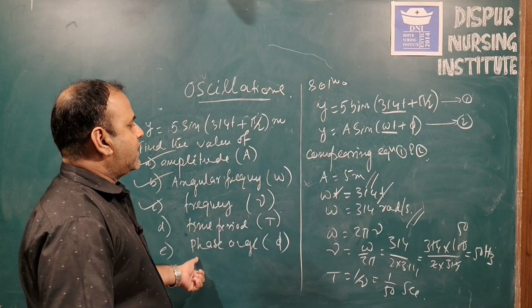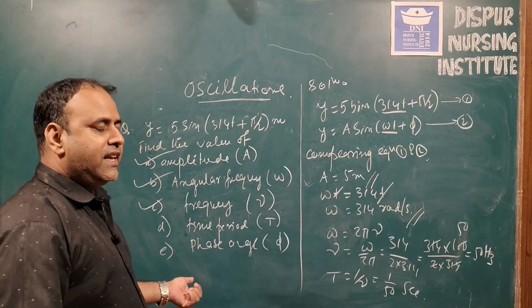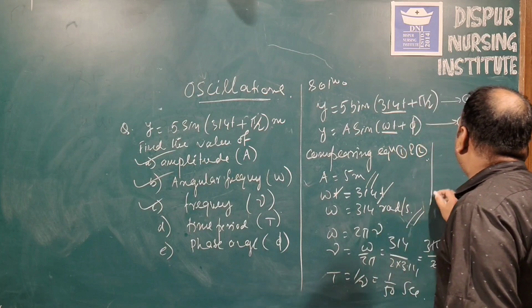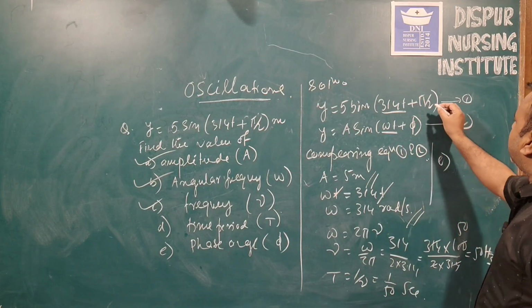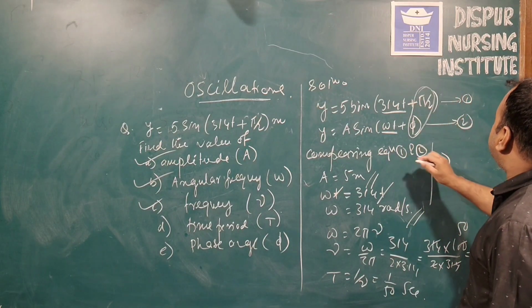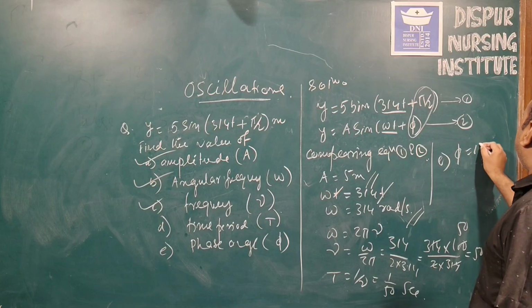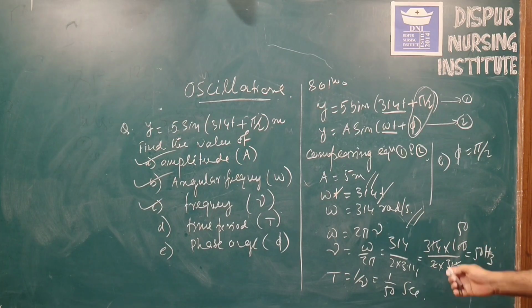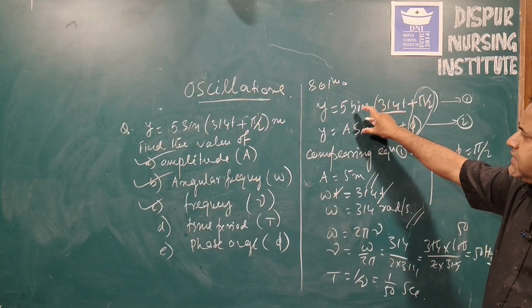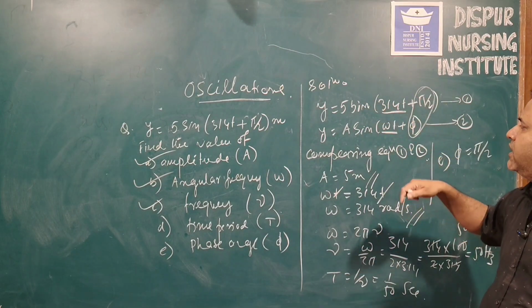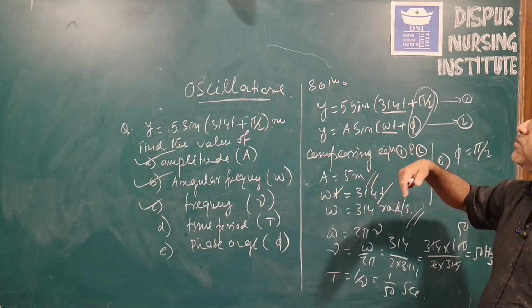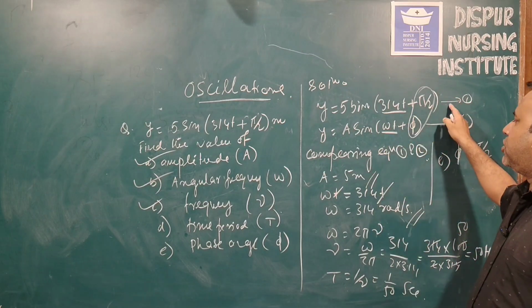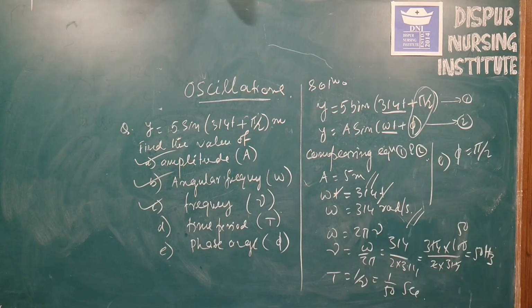Now phase angle, you can see the last one, phase angle, given at number E. If you compare this part and this part, that means phi is equal to pi by 2. This is called phase angle. So dear students, always remember in these chapters you have to compare the normal equation and the equation which is given to you. So after comparing both equation 1 and 2, we are getting all these values. So this is the solution.